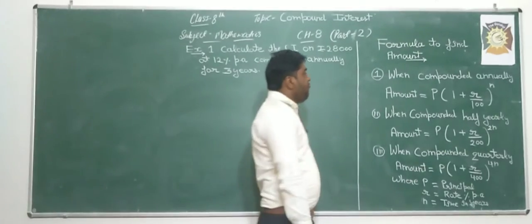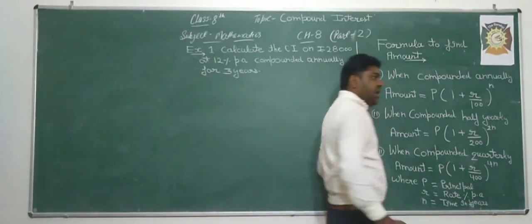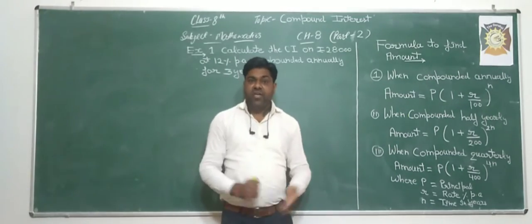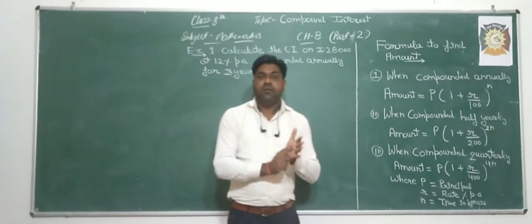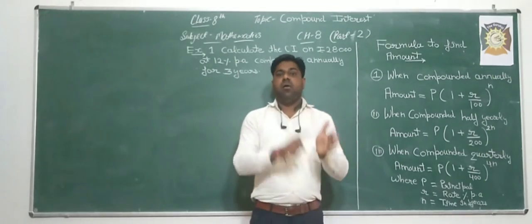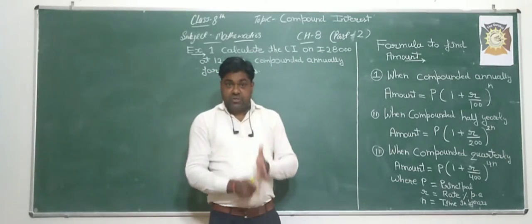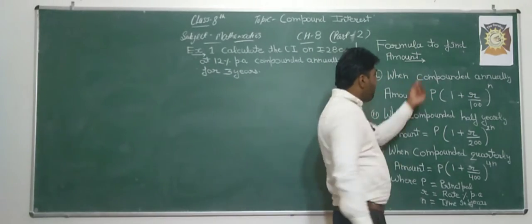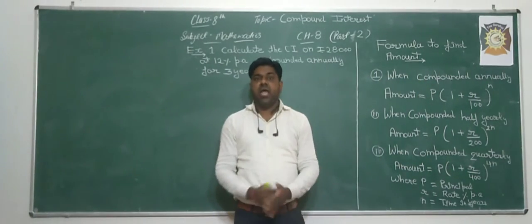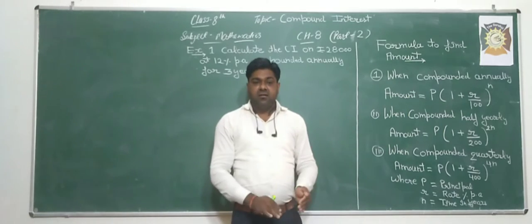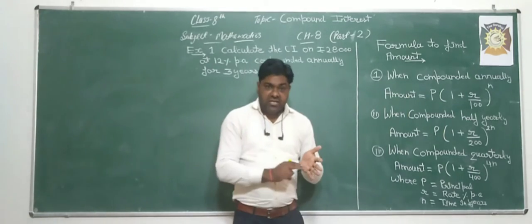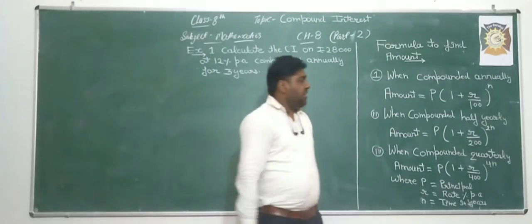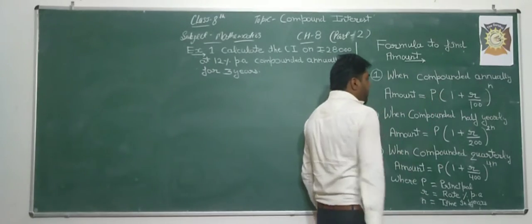So these are the formulas to find the amount. Here we can't find the compound interest directly. First of all, we have to find the amount. Amount means the sum of the principal and the compound interest. So first, how can we find the amount? First case: when the interest is compounded annually. That means when the interest is calculated after each 1 year and added to the principal, then in this case we can use the formula to find the amount.